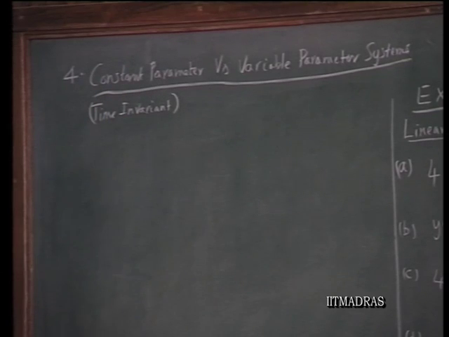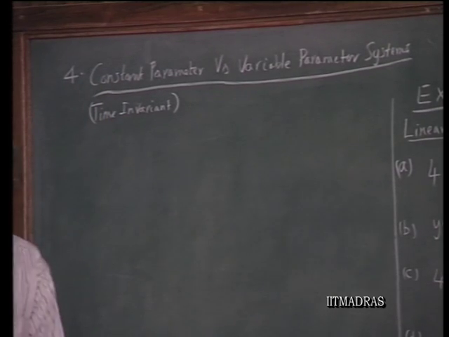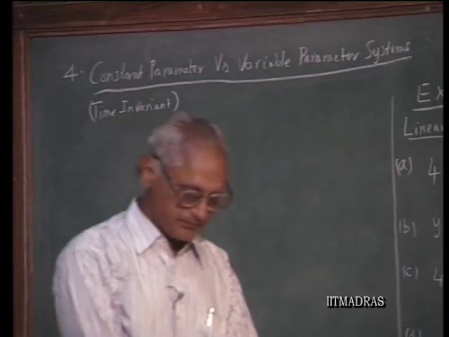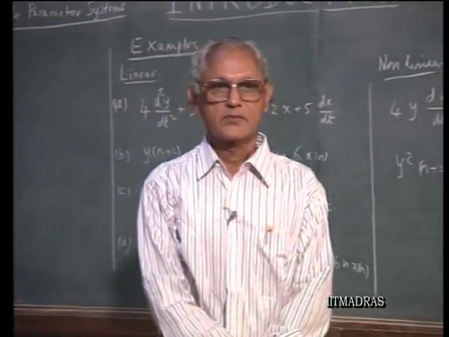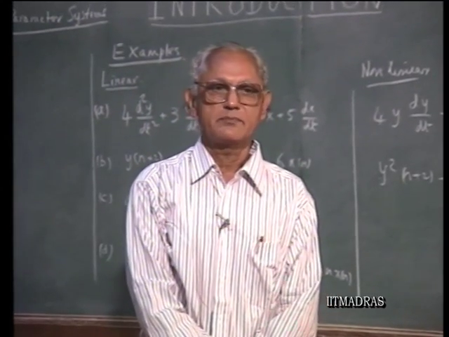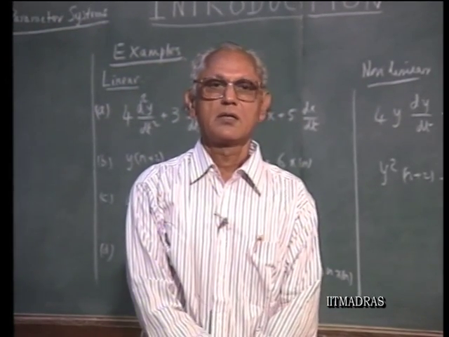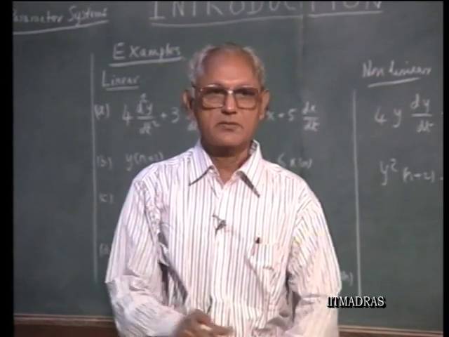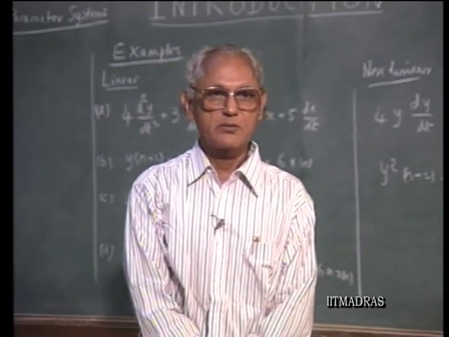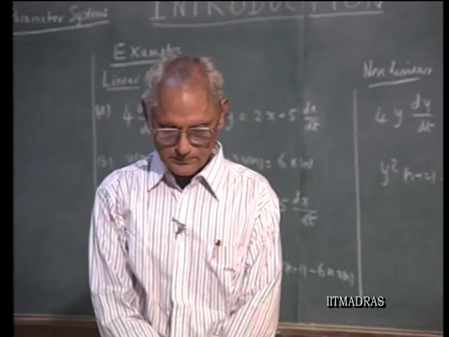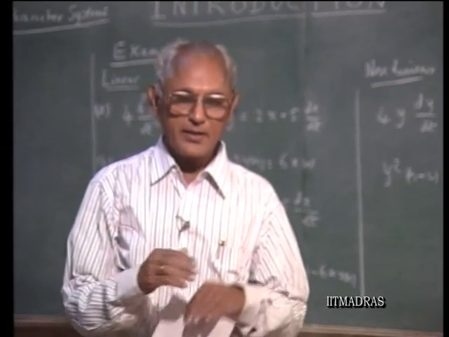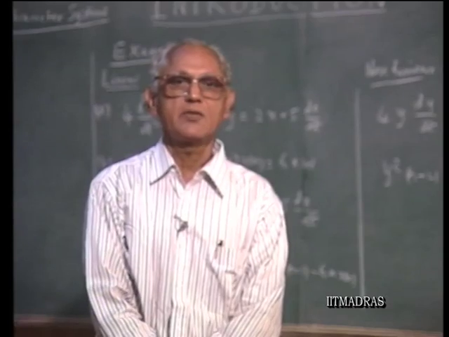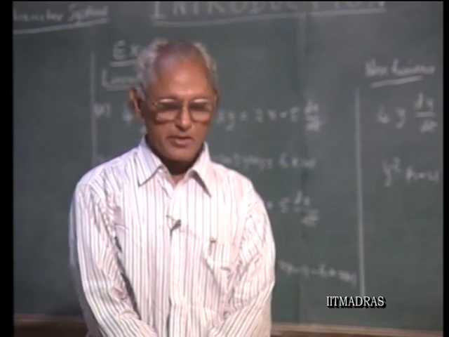These two are equivalent. In other words, the parameters which characterize the system, the various components which constitute the system, are constant with respect to time. Take the case of an electrical network. If R, L, and C are fixed with respect to time, it is called a constant parameter system. On the other hand, suppose you have a device in which an inductance or resistance is continuously changing with respect to time, then it becomes a time variable system.